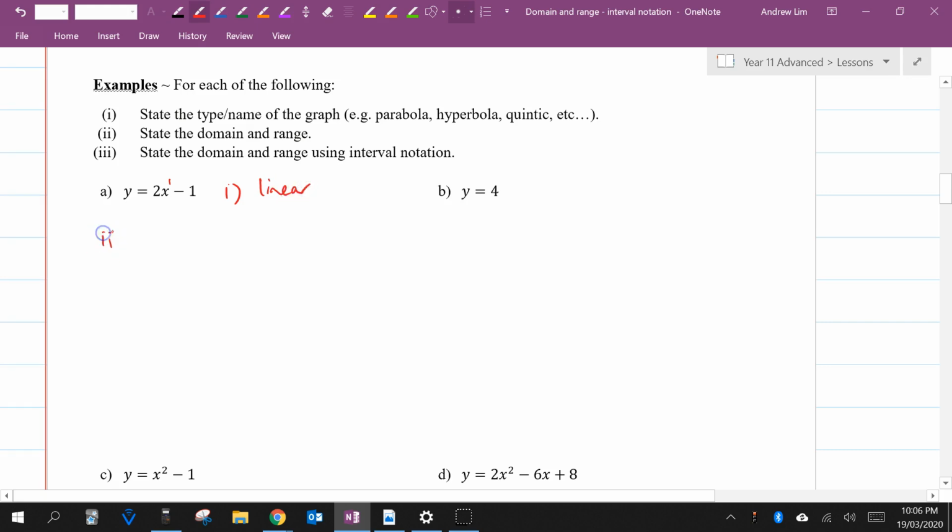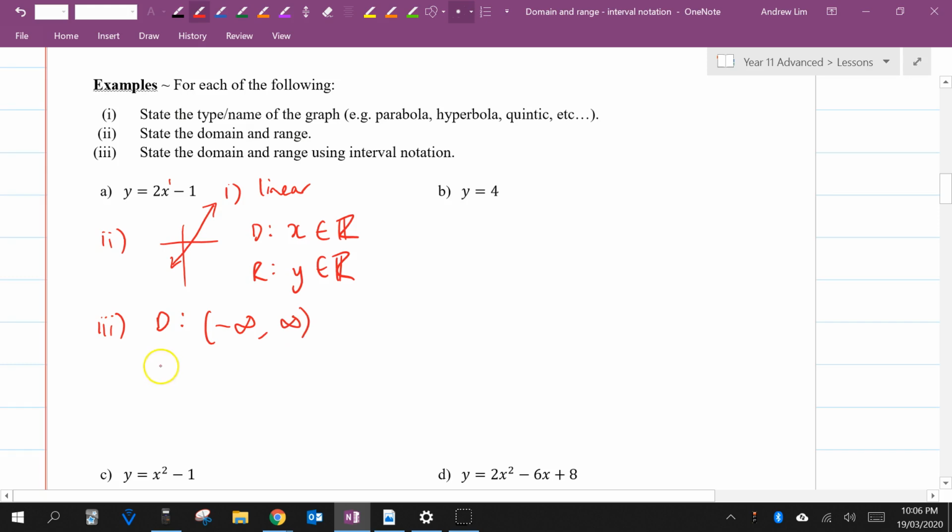Okay, part 2. If we were to draw this, it'll look something like this, which means the domain is all real x, or x is an element of all real numbers, and the range is also all real y, or y is an element of all real numbers. Therefore the domain, we can say, is from -infinity to infinity, and the range is also from -infinity to infinity. Remember, whenever we have infinity or -infinity, we use the curved brackets.